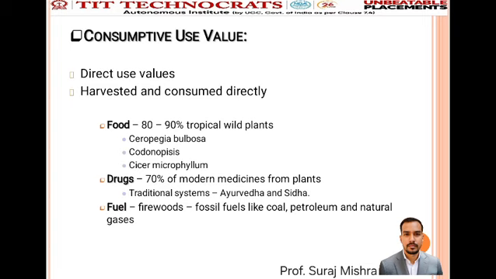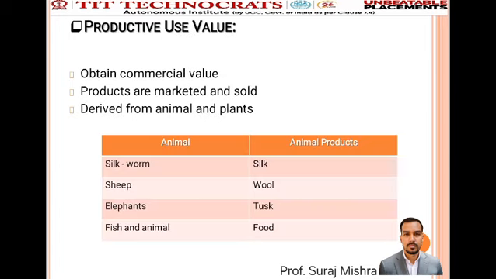The products that we derive from plants and animals add to the productive value. For example, we obtain silk from the silkworm, wool from the sheep, tusk from the elephants, and we use fish and animals as food, so they add to the productive value. Our India is a rich biodiversity nation.